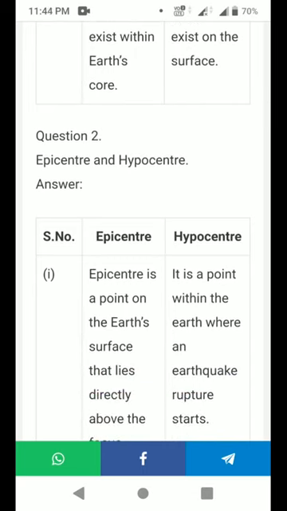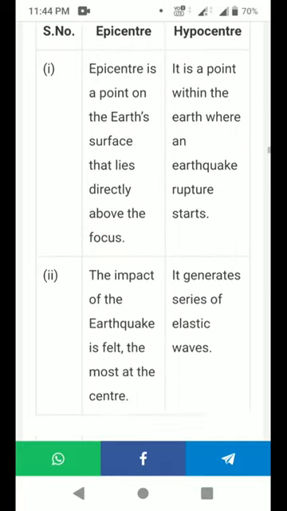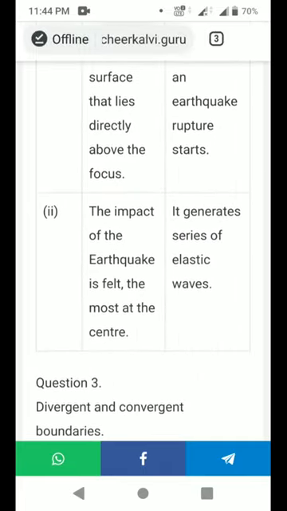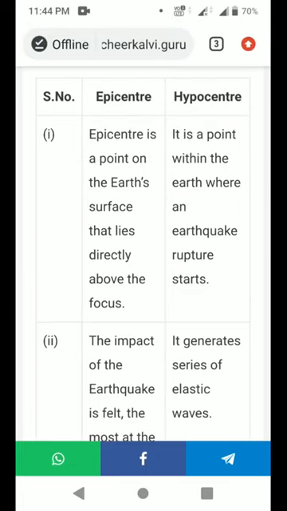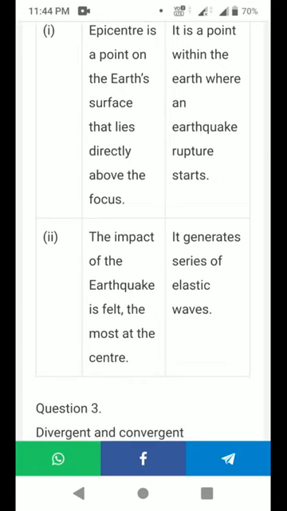Second question, distinguish between epicenter and hypocenter. Here also 2 points are there. Epicenter is a point on the Earth's surface that lies directly above the focus. Hypocenter is a point within the Earth where an earthquake rupture starts.